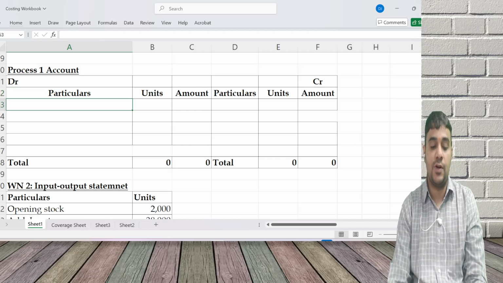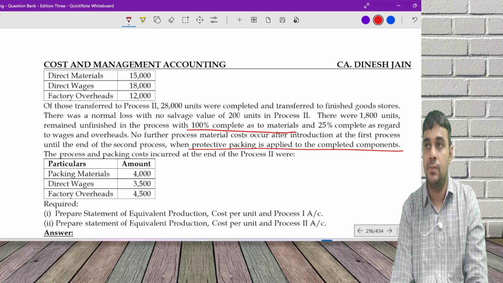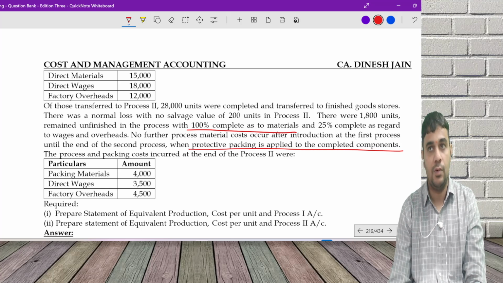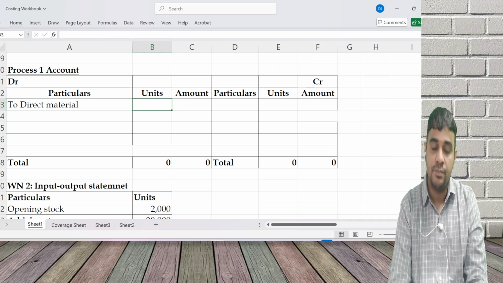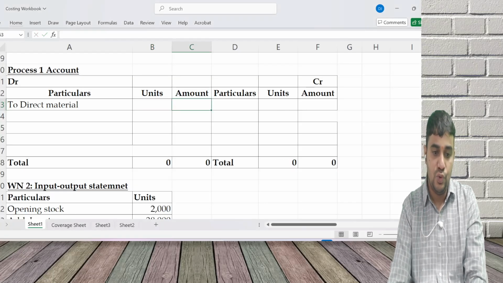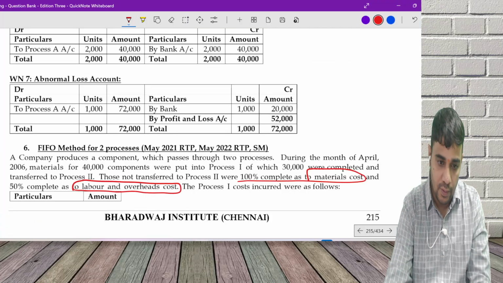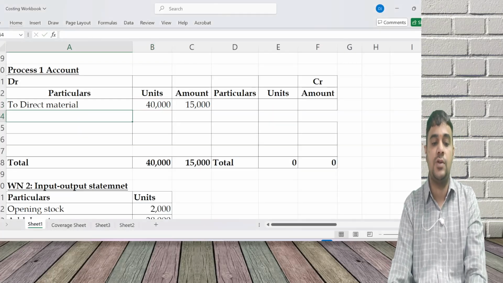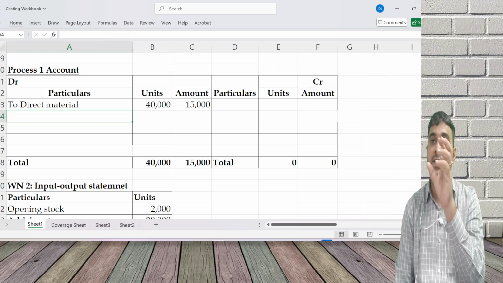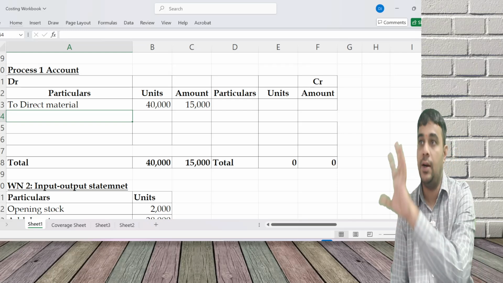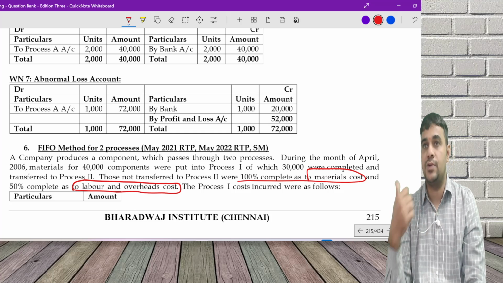Tell me what are the expenses in process one. First expense, what do you see? Is there any opening work in progress? No. Direct material, 15,000. Units will be there, no? Give me the units, somewhere units will be there. 40,000 units and 15,000 amount. Listen, if they had given a separate value for this 40,000, write that, and then to sundry material 15,000. They have not given a value for this 40,000, which means these 40,000 units are that 15,000 rupees.